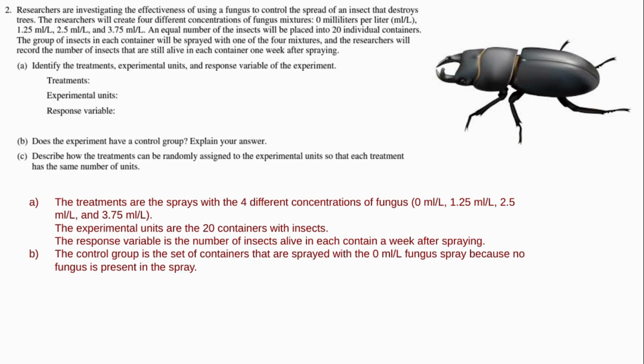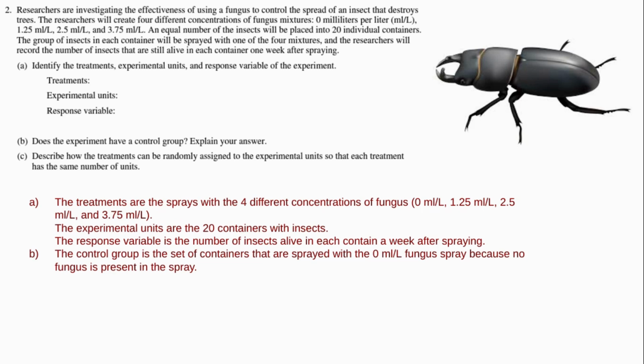All right, let's look at part C. Describe how the treatments can be randomly assigned to the experimental units so that each treatment has the same number of units. I guarantee you've done several problems like this up to this point. So you know that there are a bunch of different ways to do this. Try your hand at this one. See if you can do part C, and then check your answer once you are done.